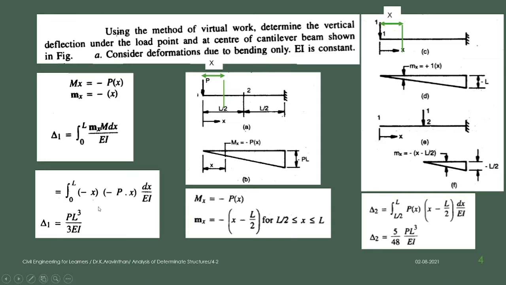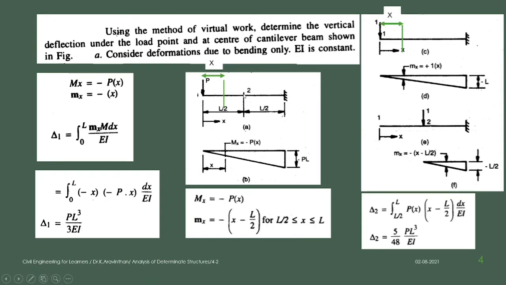After simplification, you will be getting PL cube divided by 3 EI as the solution. You can compare this answer with the geometrical methods which we have done earlier. The deflection formula which you got is the same. Now we have found the first criterion, that is the vertical deflection under the point load. At this point we have found the deflection.